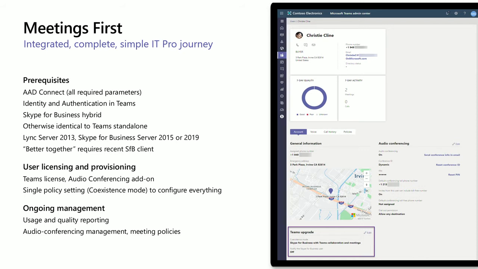Right? So if you're talking to a customer or you're a customer yourself and you're like, yeah, I'm really interested in this Meetings First thing. How do I configure it? I don't see Meetings First anywhere. You won't. You're going to see it as Skype for Business with Teams Collaboration and Meetings, because essentially that is the feature set that you're lighting up, Teams Collaboration and Teams Meetings.